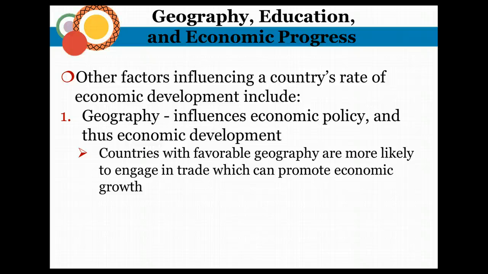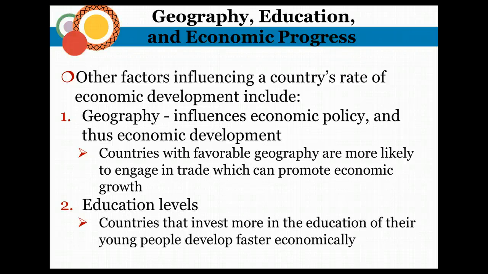So if you have a favorable geography, you're more likely to engage in trade and promote economic growth. For example, if you're a country like the United States that has access to the Atlantic and Pacific Ocean, that's geographically a very convenient position to be in. It's going to foster a lot of trade. Unlike a country that might be landlocked, like say the Ukraine, that is not going to have as much access to the open oceans.